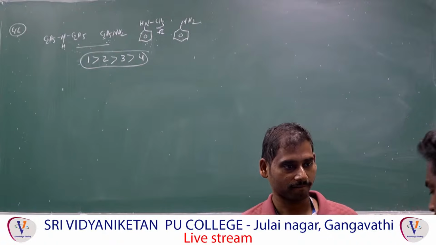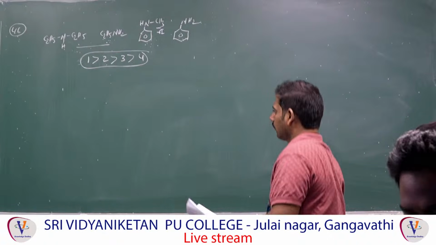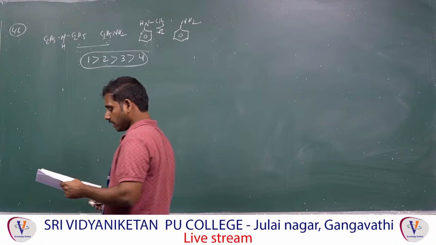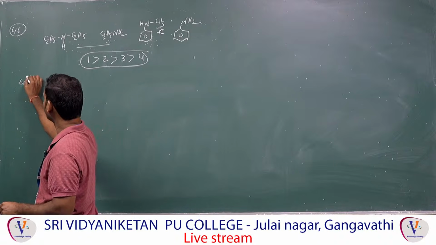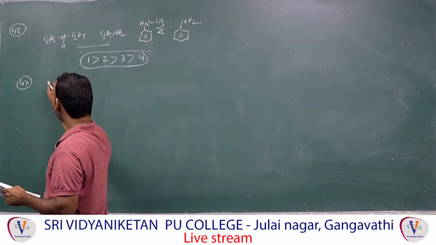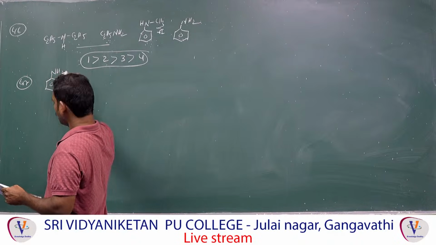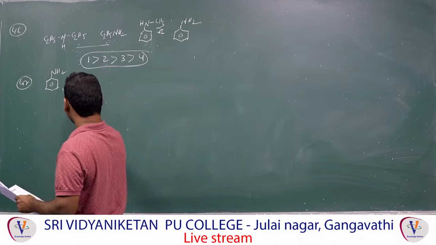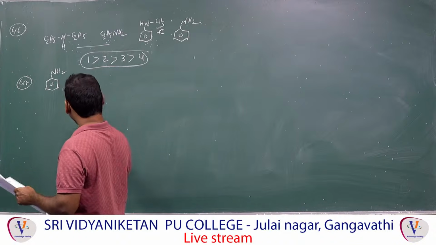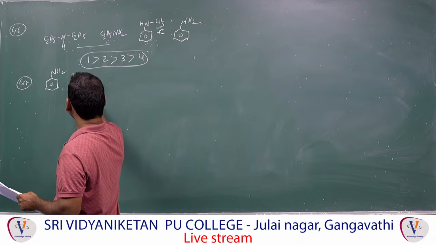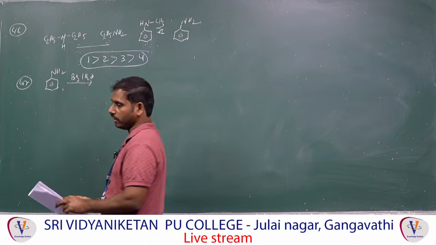Next one, 47. Starting compound is aniline, reacting with bromine water. Aniline with bromine water, what can I get? That means excess of bromine, that is the meaning.